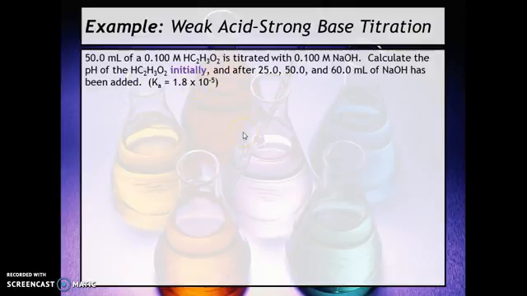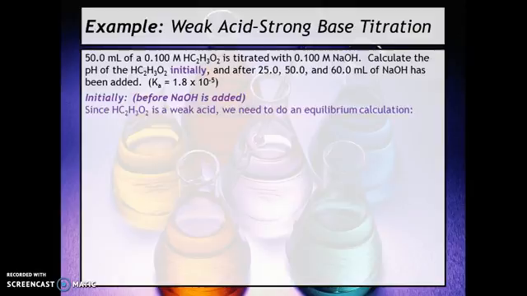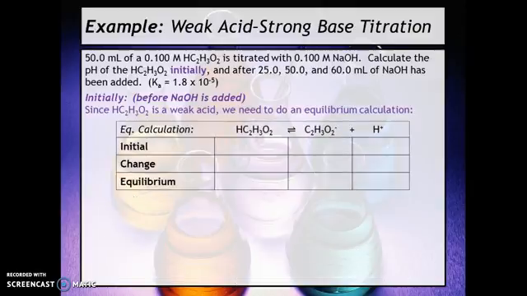Now this isn't as easy as a strong acid because remember, weak acids only dissociate about 1%. So before it's added, how am I going to calculate it? Well, I have to do an ICE box. I have to figure out my equilibrium. So I know my reaction here. My acetic acid is going to break up and release those hydrogen ions. And I know my initial concentration here was my 0.1 molar. And I had 0 of the others.